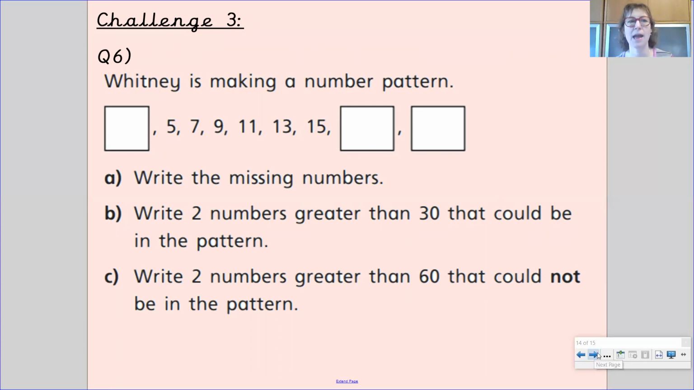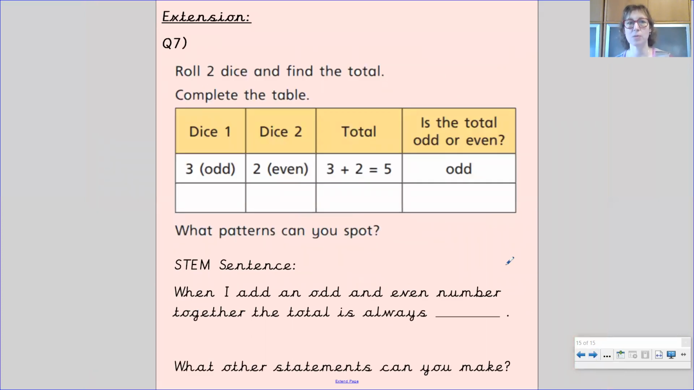Okay. And the extension. I love this one. Roll 2 dice. And if you haven't got 2 dice, you can just pick random numbers. It's fine. So if you've got a phone or a computer, you can actually get a random dice roll program. You just Google roll a dice or roll 2 dice. So roll 2 dice and find the totals. So dice 1 was 3, dice 2 was 2, add them together, 5. So the total is odd. So this one, dice 1 was odd, dice 2 was even, and when they added them together, it was odd.